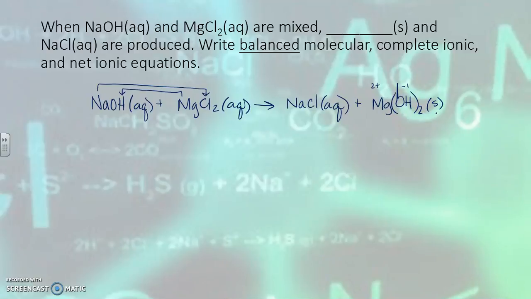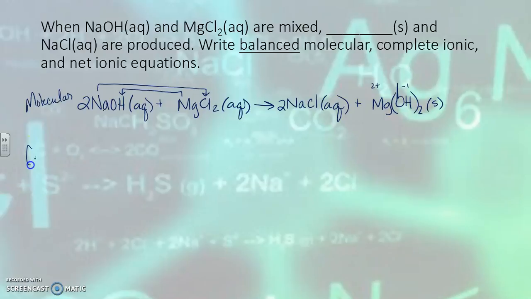All right, so first, before we do anything, we got to balance this molecular equation. We have 1 sodium, 1 hydroxide, 2 hydroxides. So we put that here. That gives us 2 sodiums. Oh, we got to fix that. Now we have 2 sodiums, 2 hydroxides on each side, 1 magnesium, 2 chlorines, 2 chlorines. So it's balanced. All right, this is your molecular.